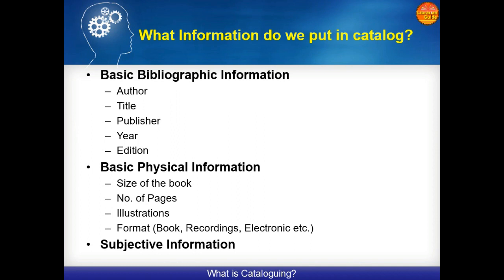And in subject information, we devise the subject from, for example, Library of Congress Subject Headings or Sears List of Subject Headings. Whatever tool we are using, we devise the subject from there based on the title and the preface of the book, and then we assign the subject to the catalog. So generally we provide this information in one catalog.